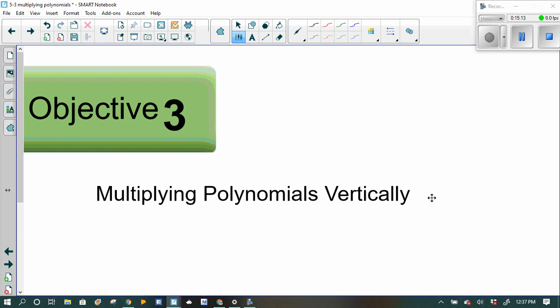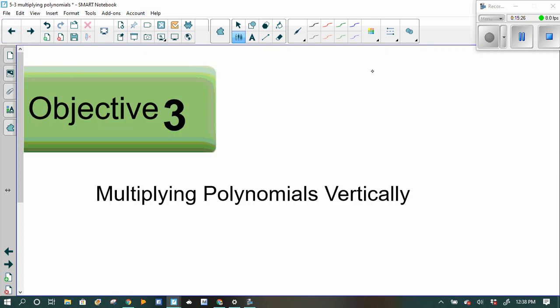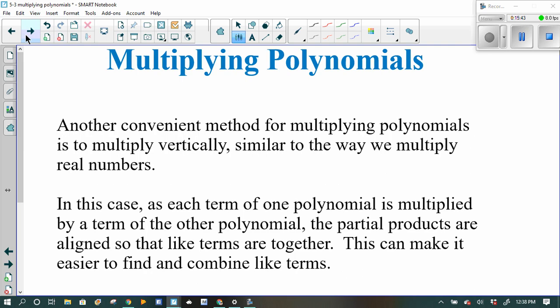Now, what about multiplying vertically? We did that earlier where we added them vertically, but what happens when you multiply vertically? Just like if you have 23 times 5, 5 times 3 is 15, carry the 1. 2 times 5 is 10, plus 1 is 11. So you did this number first, then you did this one. You're going to do it the same way, but this time you're going to have letters.